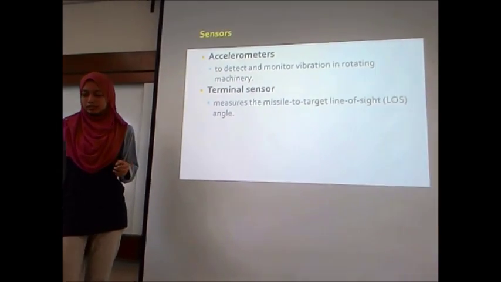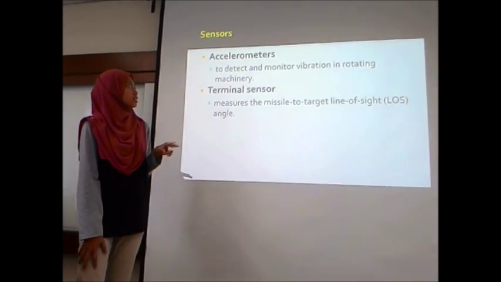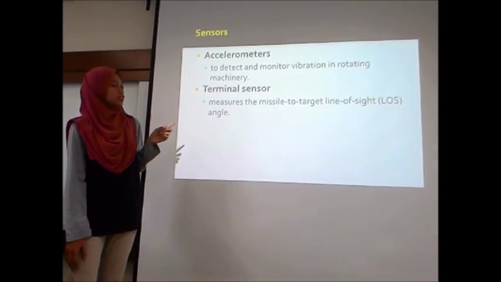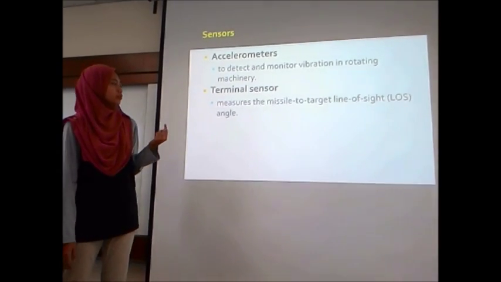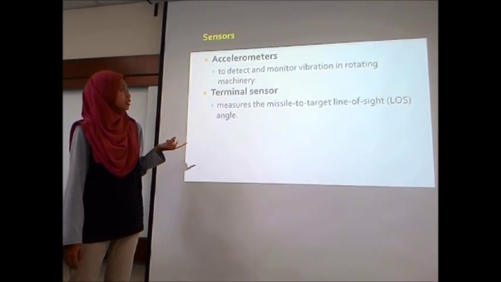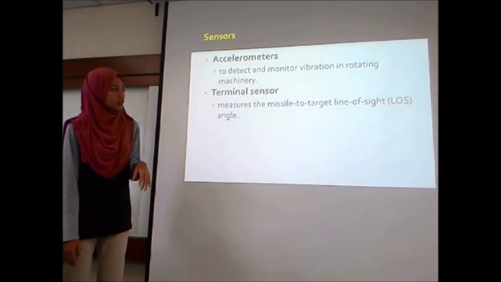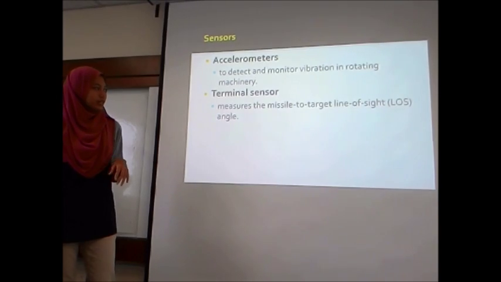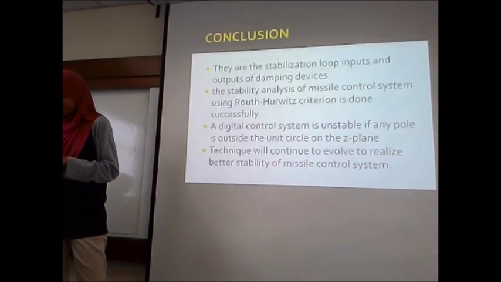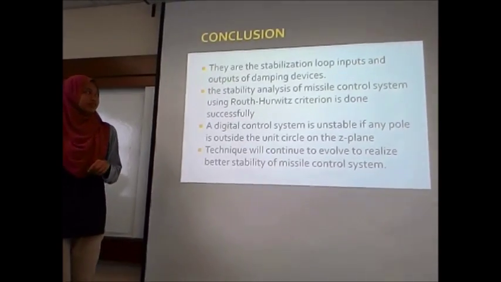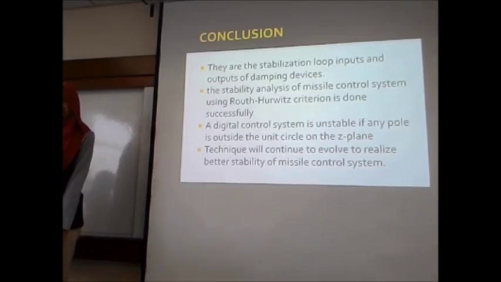So the next component is sensors. There are two types of sensors for these missiles. First is accelerometers. Accelerometers function to detect and monitor vibration in rotating machinery. And the second one is the terminal sensor. This terminal sensor measures the missile-to-target line of sight, LOS, angle. That's from me. I will proceed with Zhao.